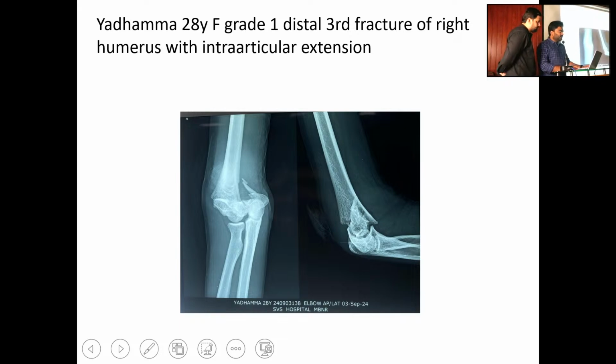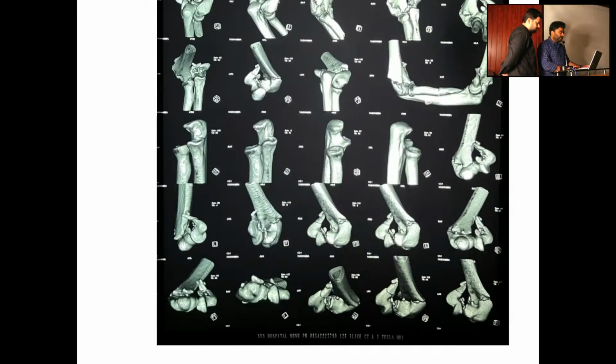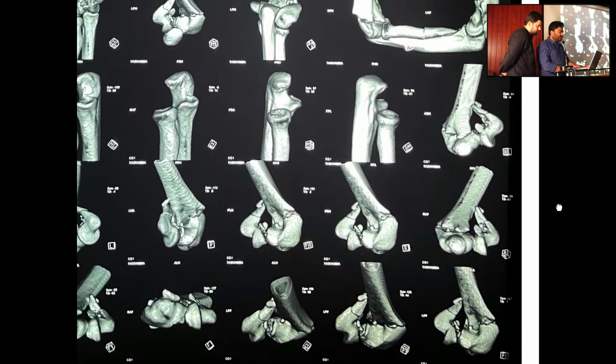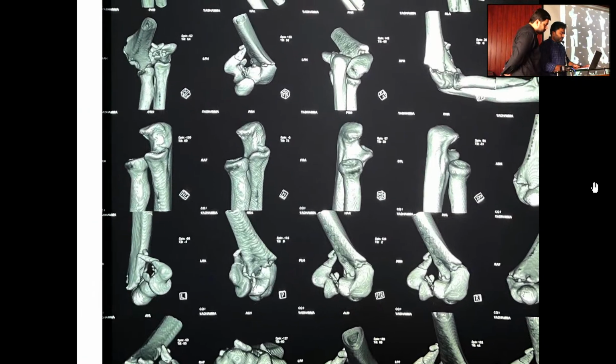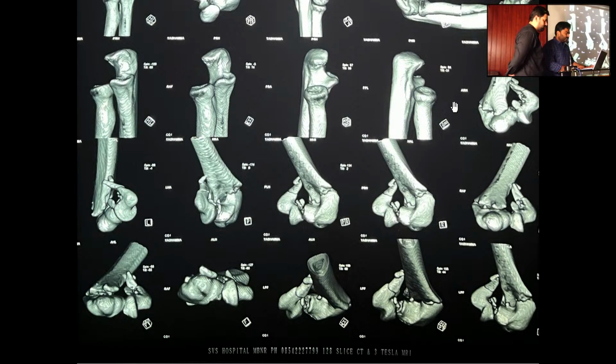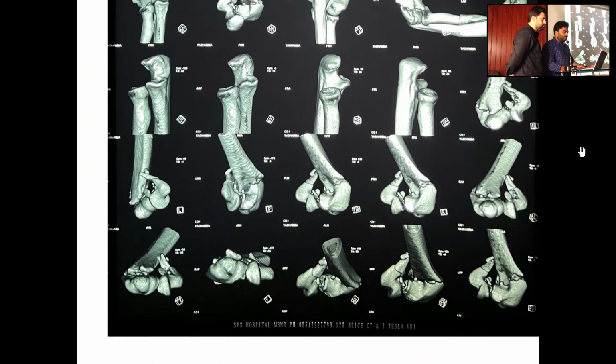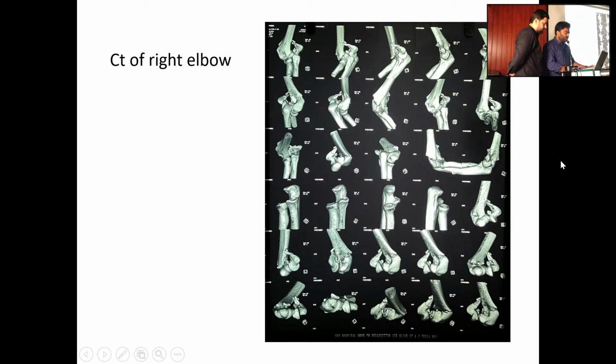A 28-year-old female, sir, with grade 1 distal third fracture of right humerus with intra-articular extension, sir. And these are the 3D CT images, sir. And it comes under Jupiter type 3 classification, sir. Y-shaped. Show me the normal plain CT. Plain CT is more useful than 3D. Yes, sir. 3D will have artifacts unless you are able to see the plain CT. Is plain CT there? No. Yes. Where is the plain CT? They're not included in this.